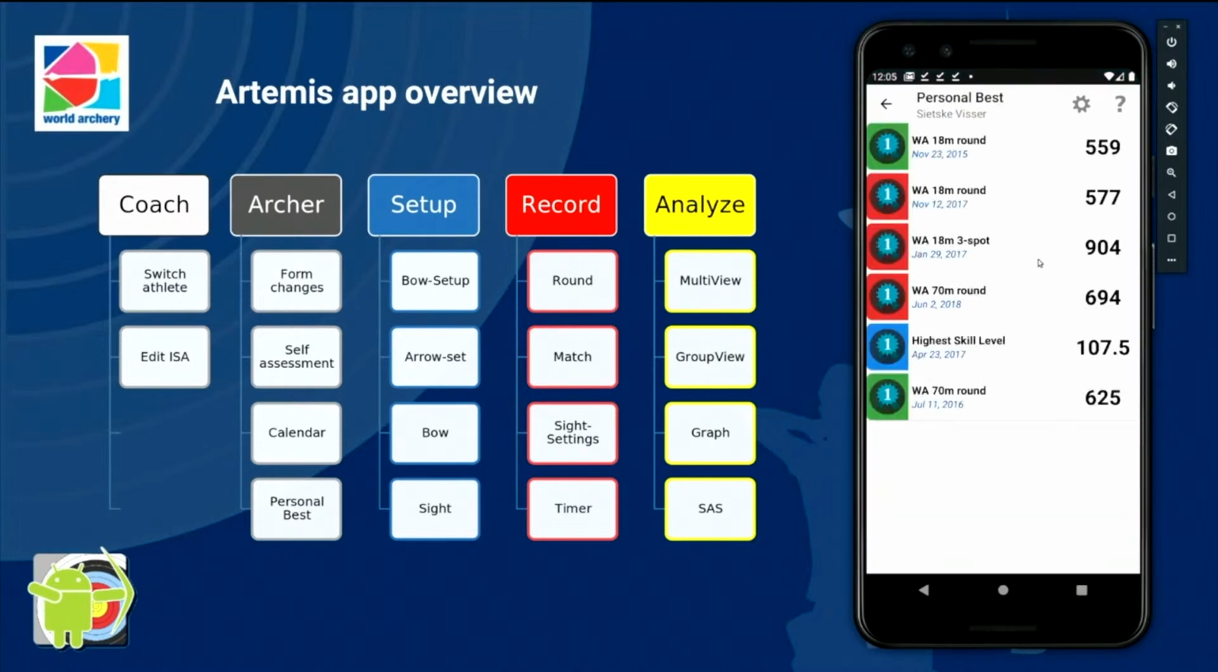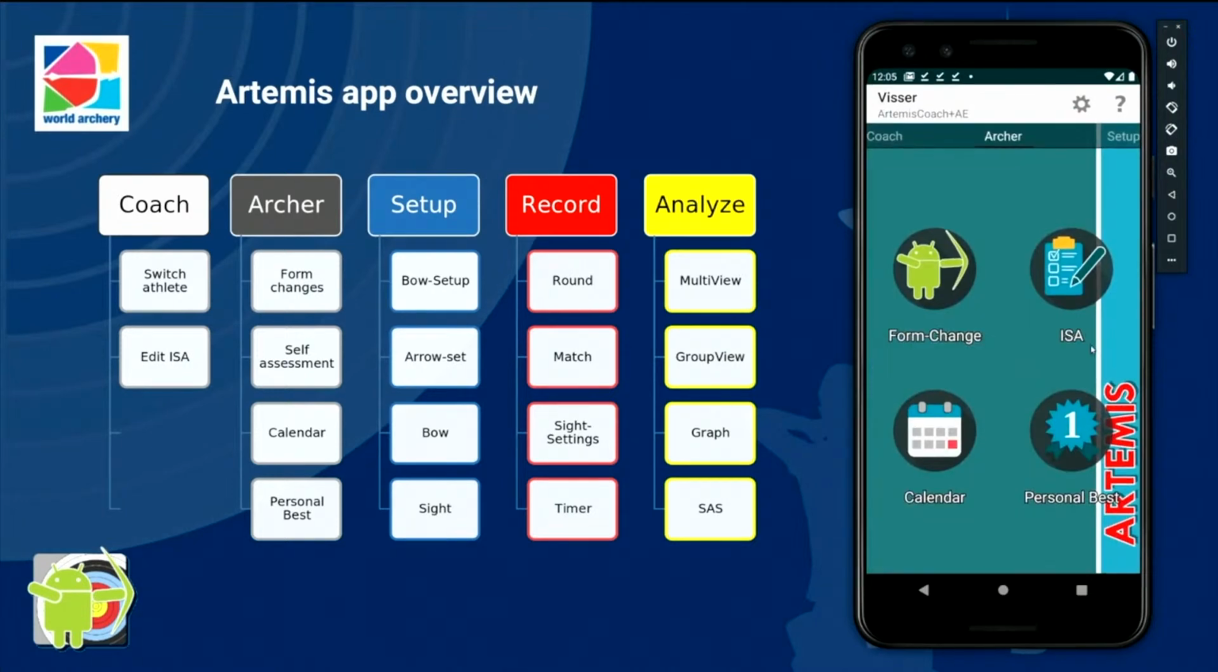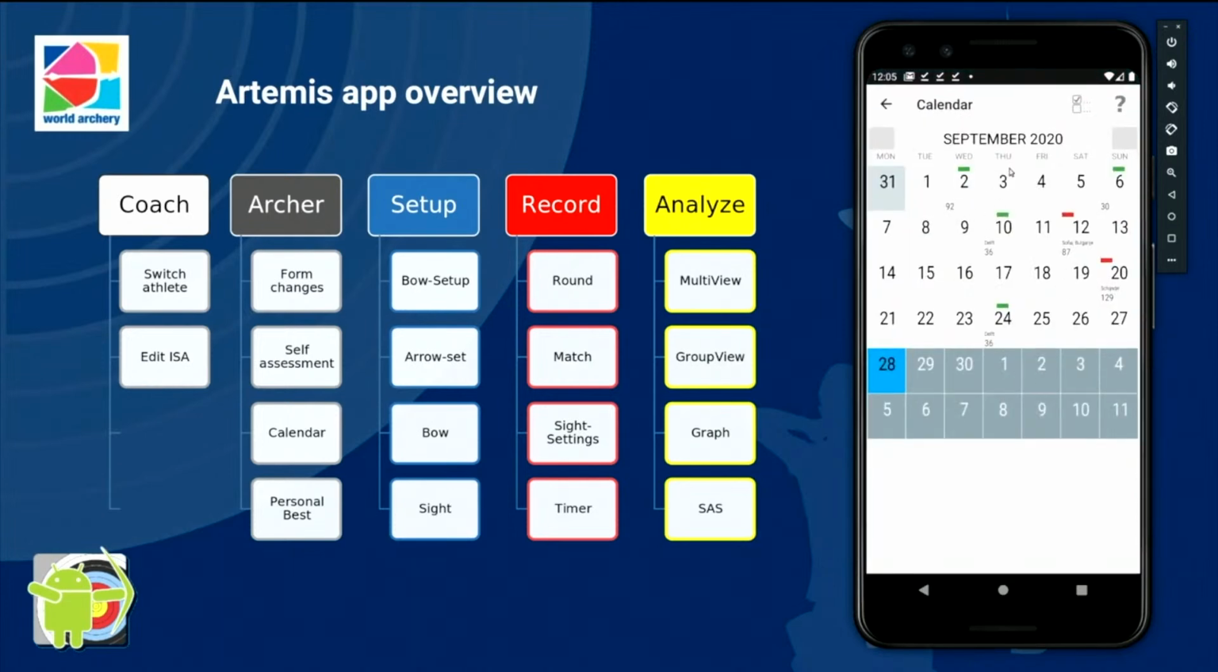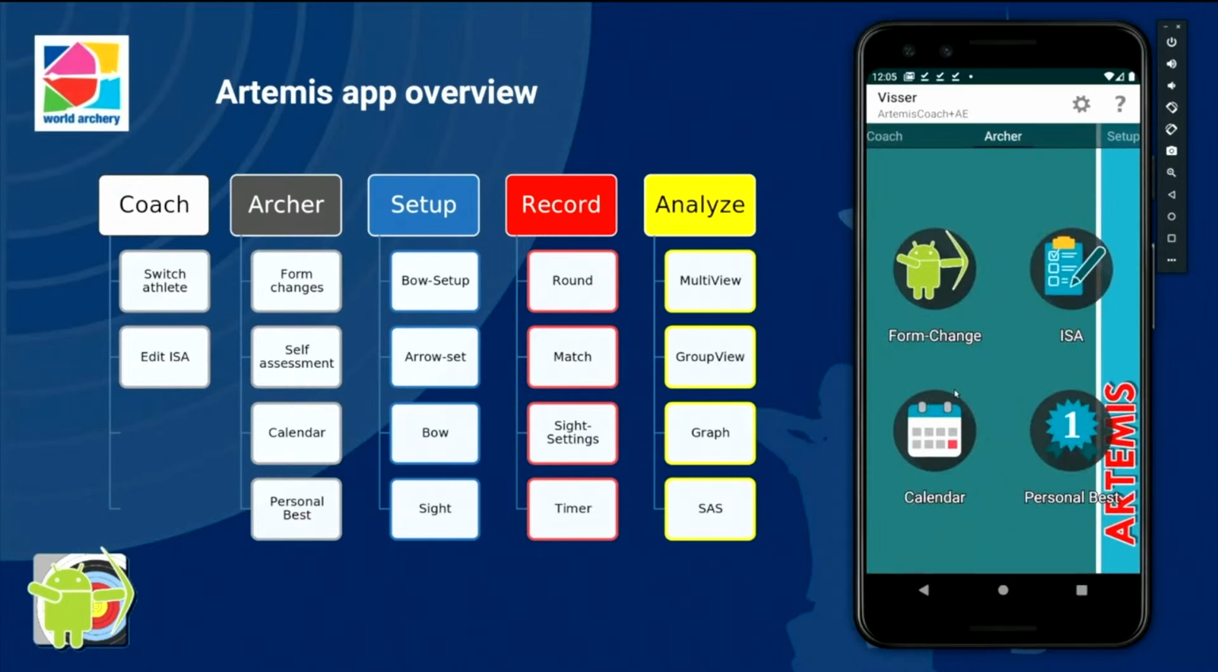If we look at the archer domain, this is the domain of the archer itself. Archers can look at their personal bests that they did. They can look at a calendar which will give them some information on when they practiced. So the green blocks are practice sessions, the red blocks are competition sessions. So this is just a small calendar.